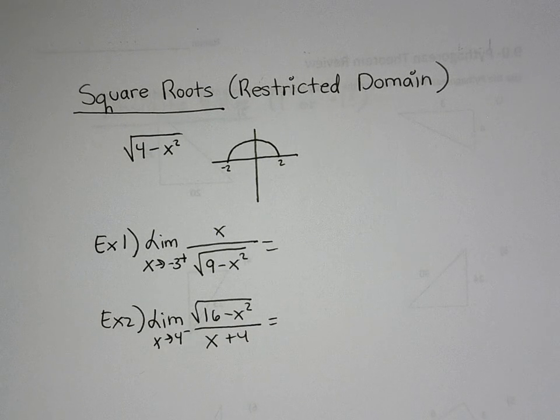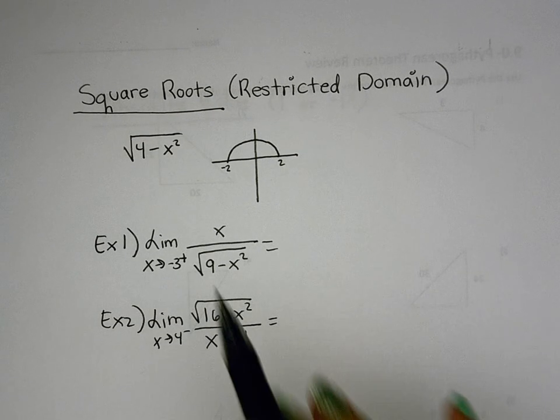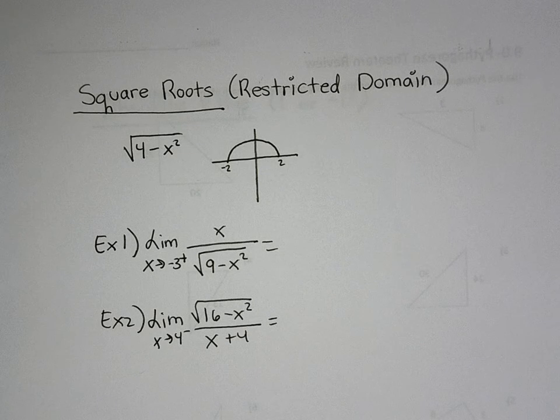Okay, so we're still going to be plugging in -3 to see what we get. If we get a number, that's our answer. If we get a number over 0, it does not exist because unbounded. And if we get 0 over 0, we're going to be looking to do some sort of manipulation.